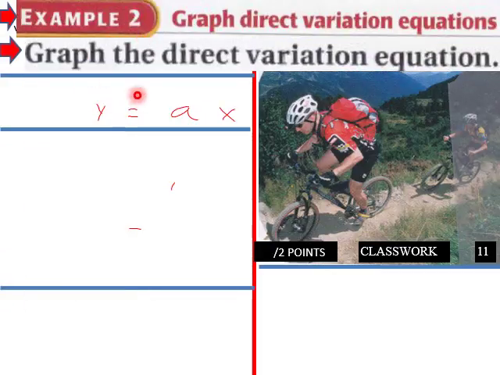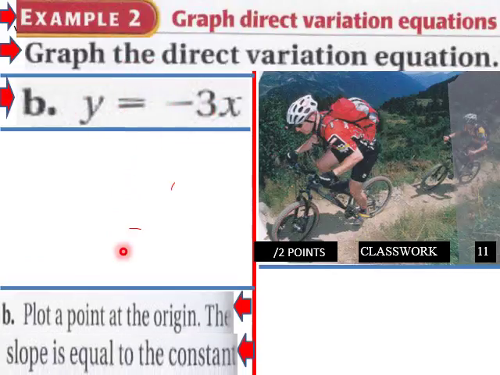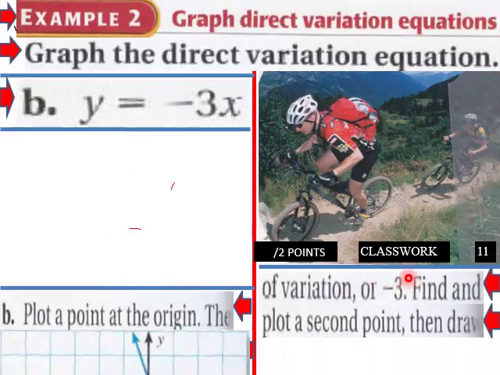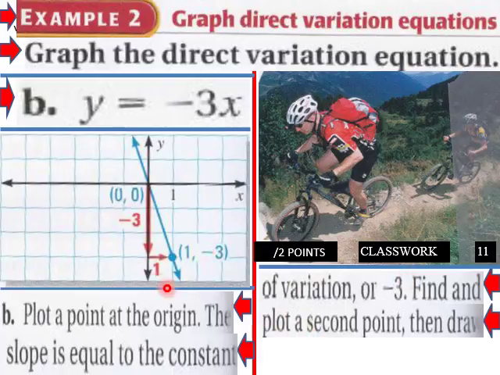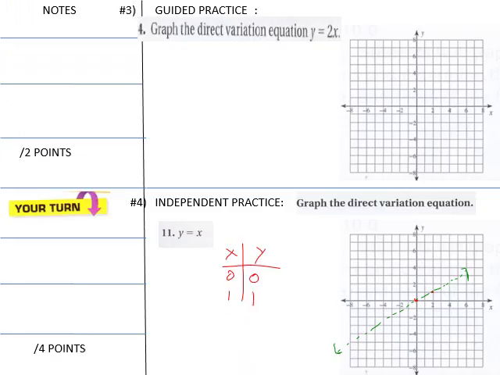Example 2, graph a direct variation equation. We have y equals negative 3x, so plot a point at the origin. The slope is equal to the constant of variation, or negative 3. Find and plot a second point. Here's a second point, 1, negative 3. So we have rise over run, or it's negative 3 over 1. So rise will be negative 3, and then our run would be 1. So it'll be right here at 1, negative 3. That'd be our second point, negative 3 slope. And that is the line.